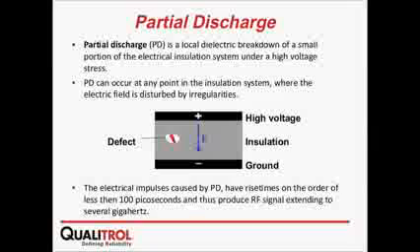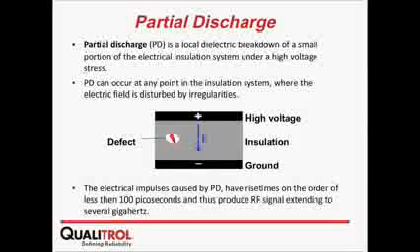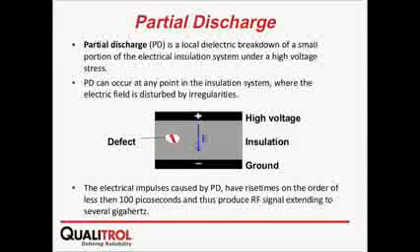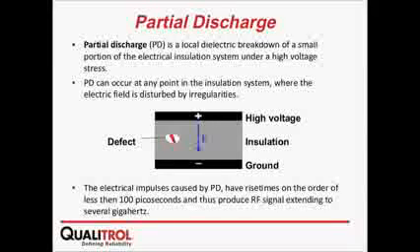So partial discharge is a localized dielectric breakdown of a small portion of the electrical insulation. That means if it were the entire portion, it would not be partial, it would be the complete breakdown, a flashover. PD can occur at any point of the insulation system where the electrical field is disturbed by irregularities or high voltage stress. So if you have irregularities in your equipment or high voltage stress that the insulation is not made to support, it can start with a PD and eventually lead to a breakdown or a flashover.